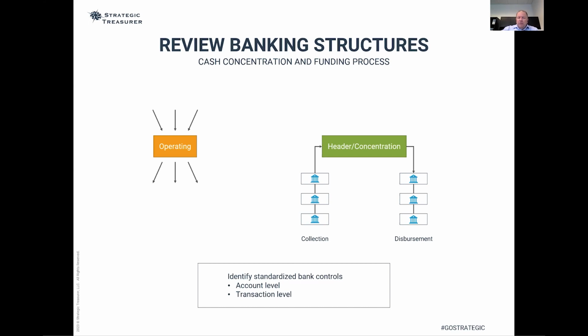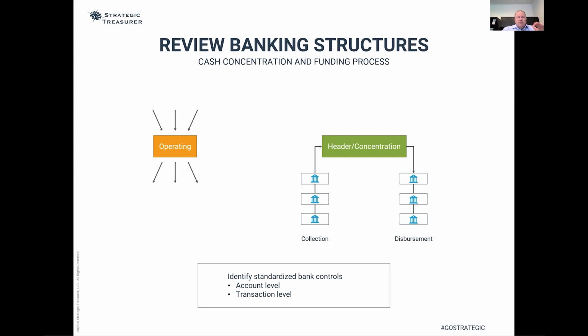The header or concentration account structure here is all the collection accounts feed into the concentration account, and the disbursement accounts on the right-hand side are funded by the header or concentration account. Again, this is a simplified picture for maybe one bank where there's 7 accounts. But this type of model says, now I can have standardized controls in the operating account. Maybe I couldn't do as much debit filtering or debit blocking because I have everything going in and out. I have to be very careful, but I can still use what the banks offer at the account level or at the individual transaction level.